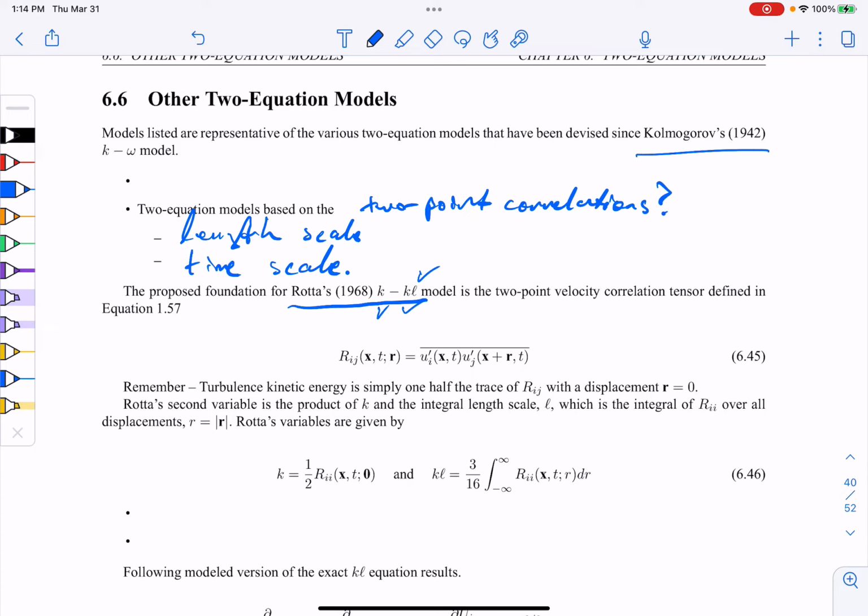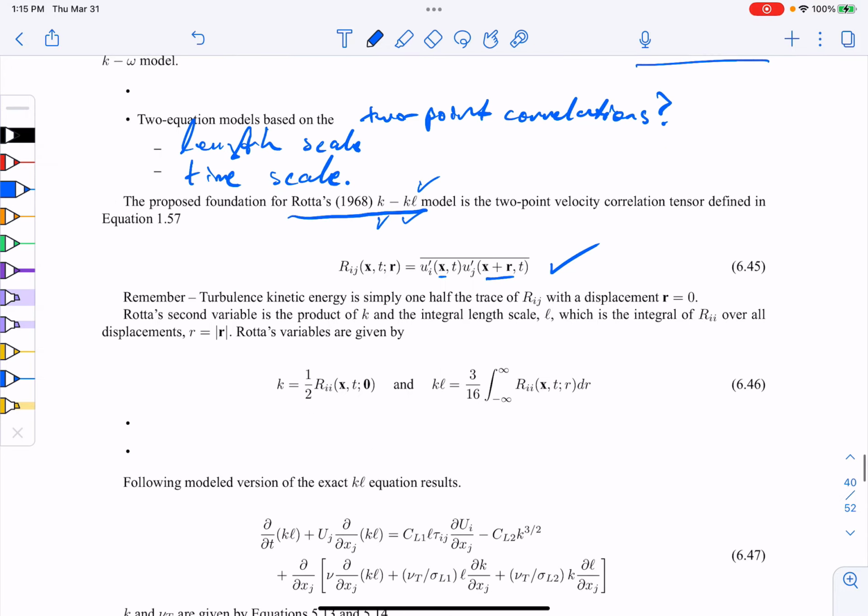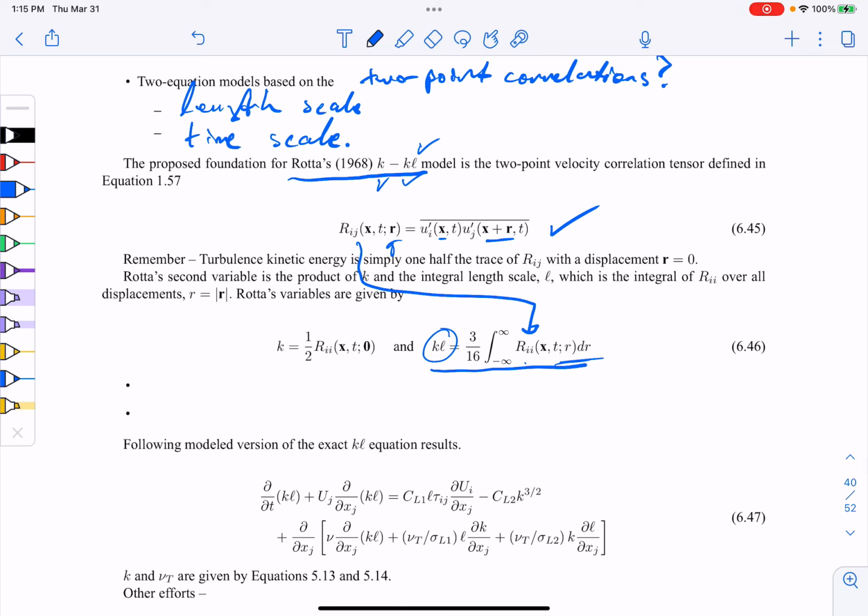He defined the two-point cross correlation, which we looked at earlier in the class, right? That's just u_i prime u_j prime, at two spatial positions, x and x plus r, and it's at the same t, and from this you can get lengths. In fact, you can see K times L in certain fields goes as 3/16 times the integral of the trace of this tensor at position x, t, and r, integrating over r. See, there's r. So that's how you define KL as a quantity, but then of course in some cases you might need this Reynolds stress tensor.